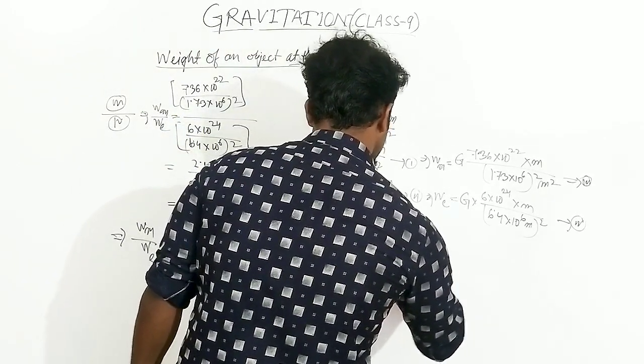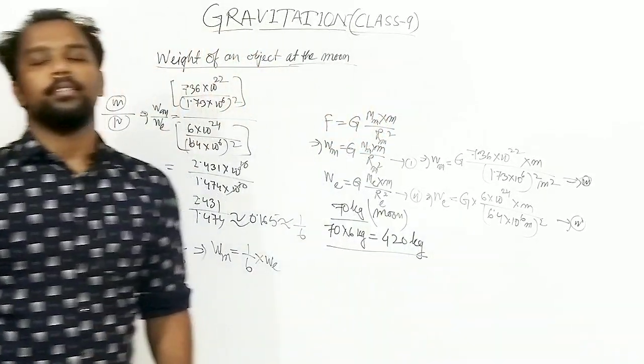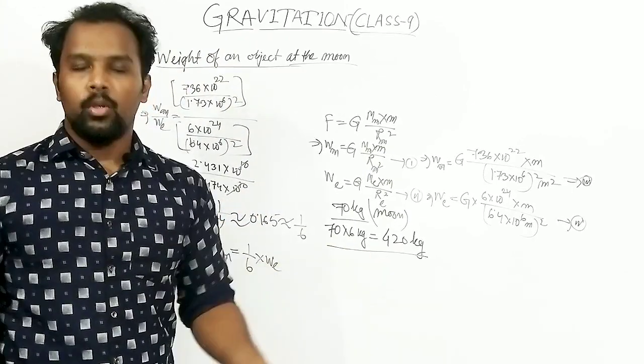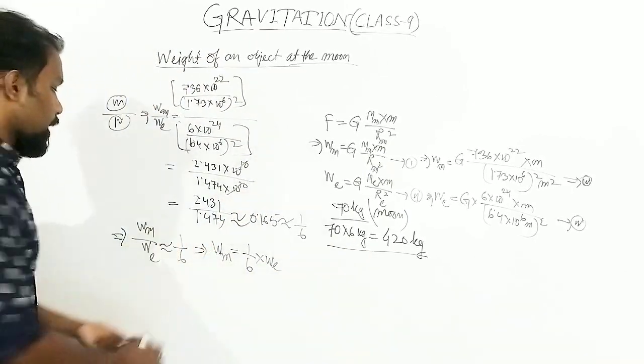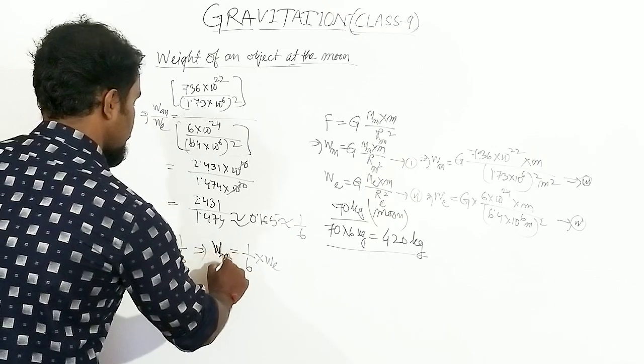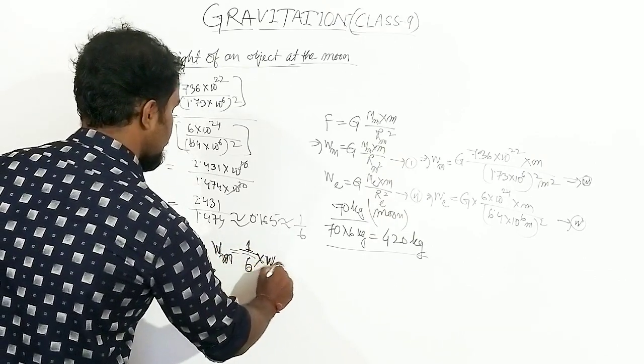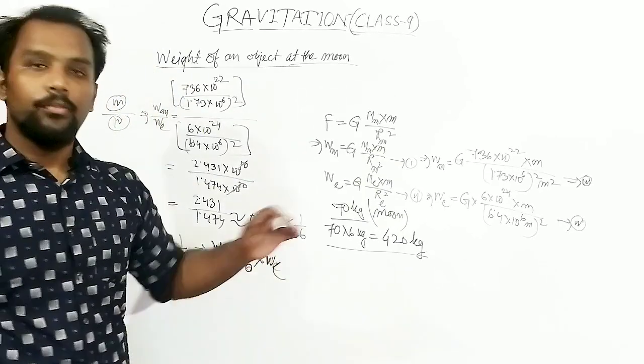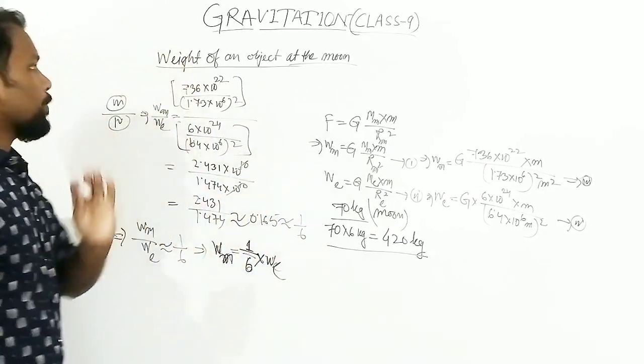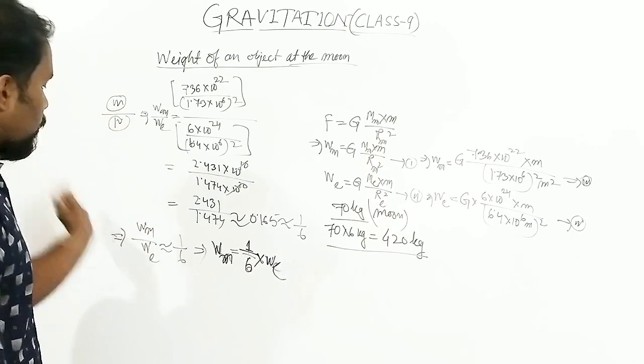420 kg. So this is the fact. What you can say is that the weight of an object on the moon is 1 by 6 times its weight on the earth. This is the fact we can get from this concept, the weight of an object on the moon. We have got it.